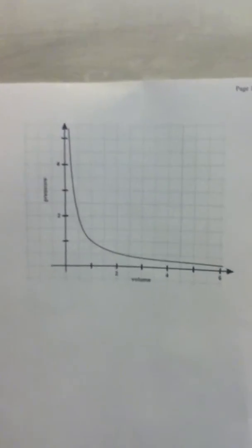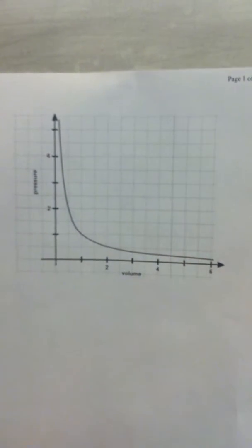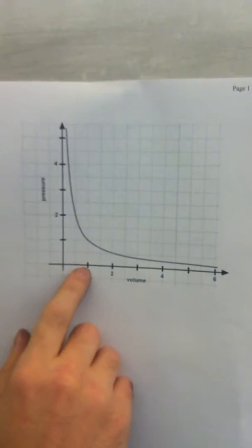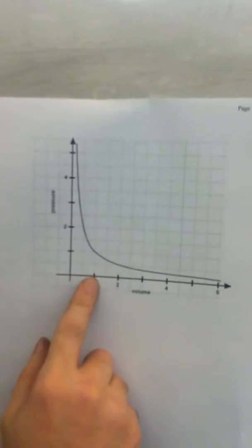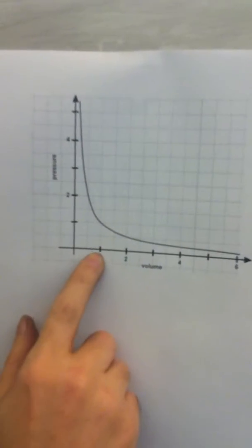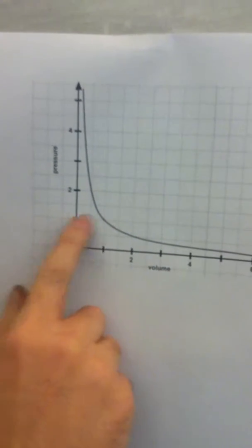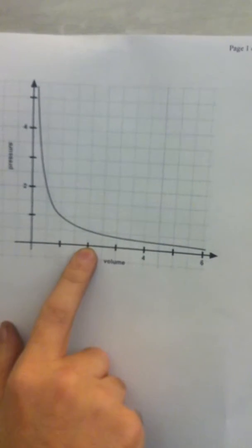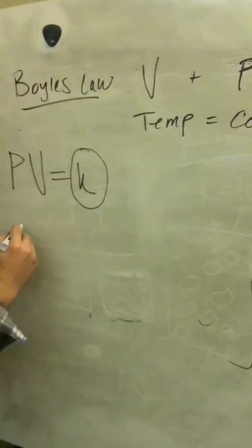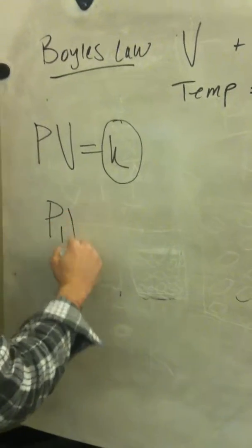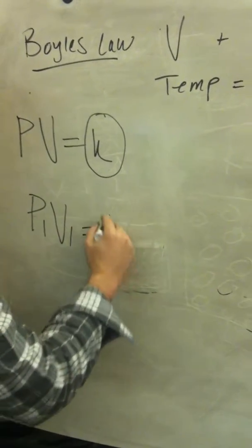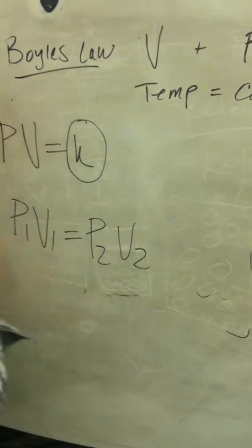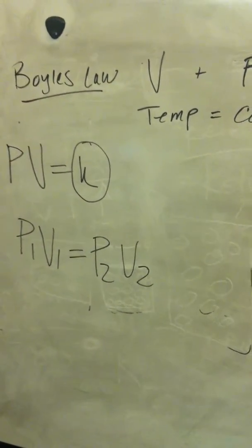As you can see here, this is a graph of Boyle's Law. Let's say the volume is at 1. That means the pressure is at 1. 1 times 1 is 1. Now let's say the volume is at 2. The pressure would be at 1/2. 2 times 1/2 equals 1. So this proves that P1 times V1 equals P2 times V2 at any point in the graph. And that's Boyle's Law equation.